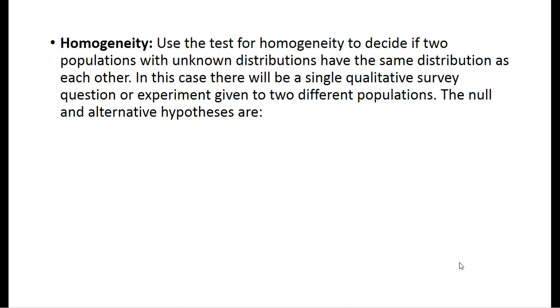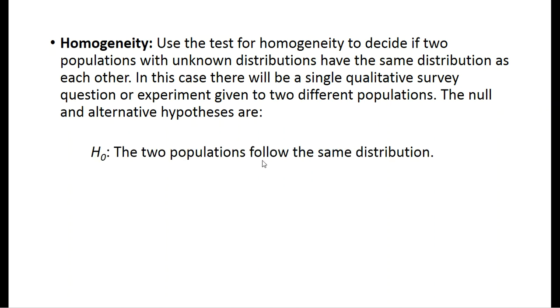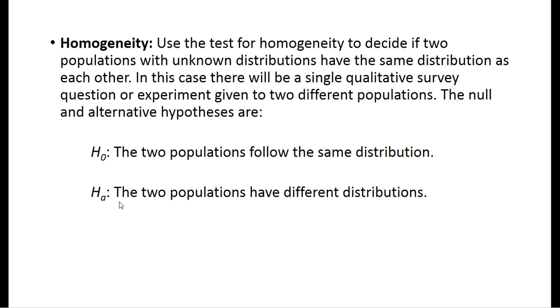Moving on to our last test, we have the test for homogeneity, and this is where we want to see if two populations have the same distribution. This time we're going to decide if two populations with unknown distributions have the same distribution as each other. So remember, with that goodness of fit test, we had some kind of known distribution to compare to. Here, we don't know the distribution, but we just want to see if the two populations are the same. So we're looking at one single qualitative survey question, and our null is that the two populations follow the same distribution, and the alternative, the two populations have different distributions.